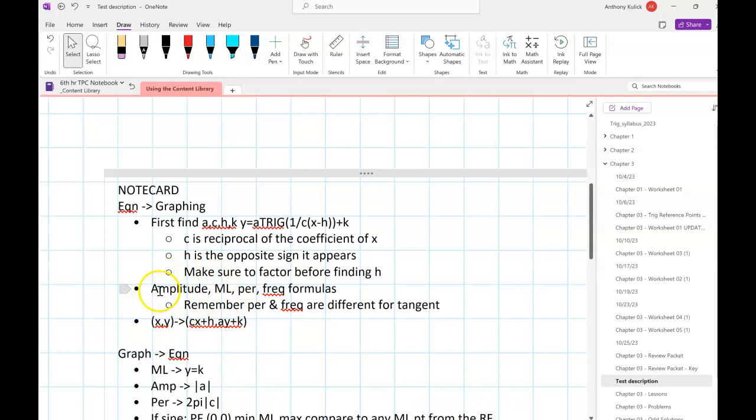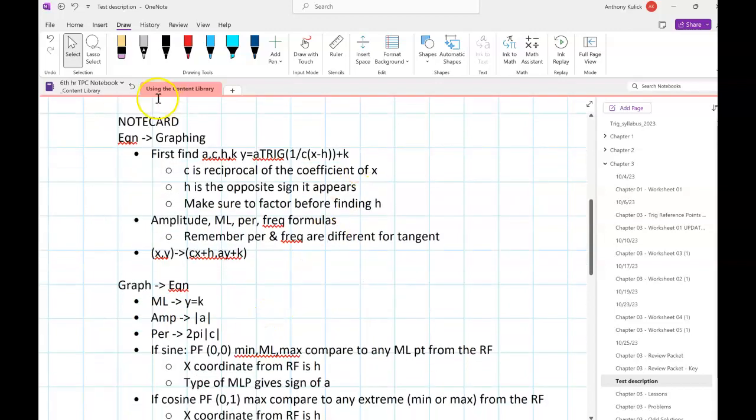Then I would want to make sure I have the amplitude, midline, period, and frequency formulas. And remember that the period and frequency formulas are different for tangent. And then I would make sure I've written down my transformation map, right? So that was the stuff I needed for graphing.